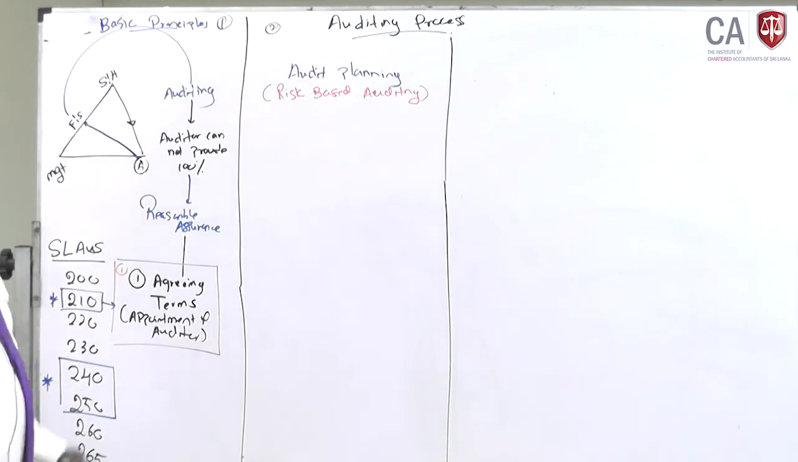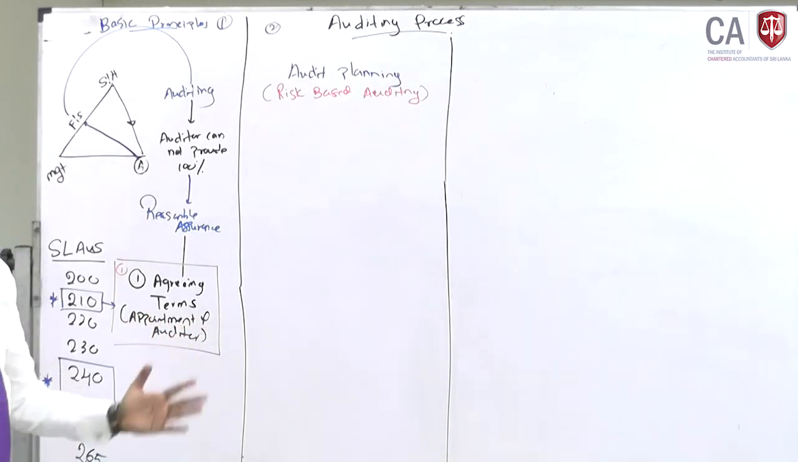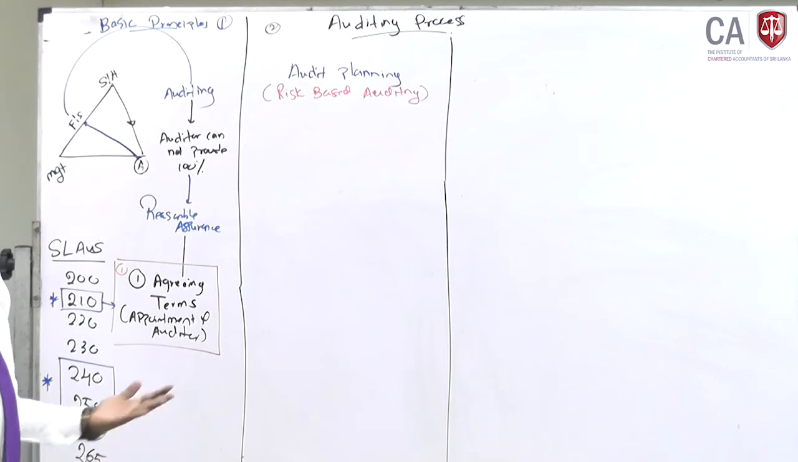The auditor is not going to check 100%. The auditor is not going to check 100% because the auditor cannot check 100%.